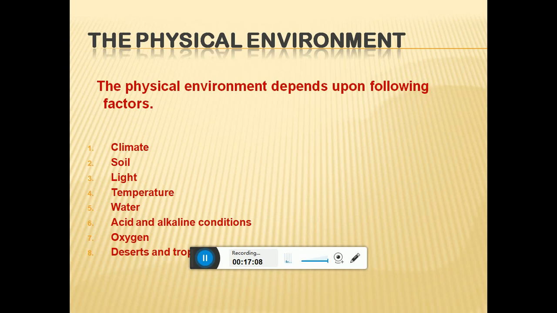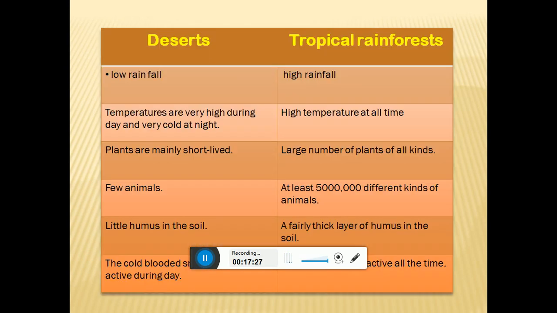This is a point that we are going to discuss in detail. We are going to compare deserts and tropical rainforests, because first of all you must have an idea about deserts and rainforests. Then you can decide how it affects the species in certain areas. So deserts are basically areas with low rainfall, and tropical rainforests are areas with high rainfall.